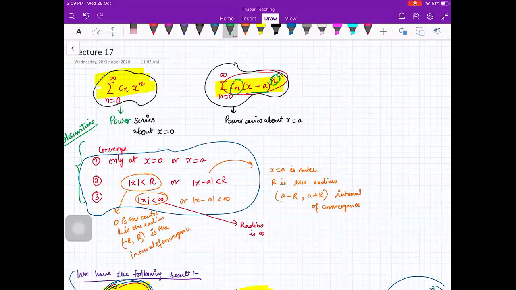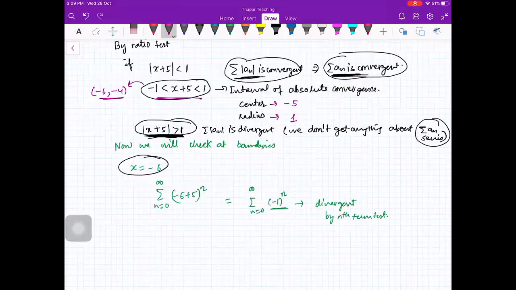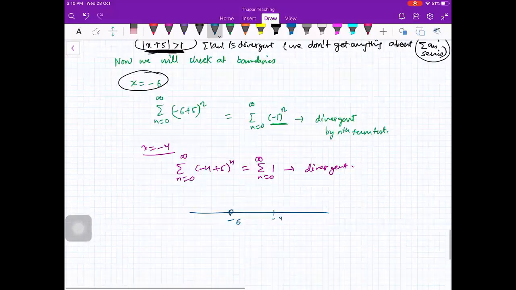Now let us look at x is equal to minus 6, we get divergent, and x is equal to minus 4. Again, you have n from 0 to infinity, minus 4 plus 5 raised to power n, that is n from 0 to infinity 1, which is again divergent. So again you get that the region of convergence is from minus 6 to minus 4. This is open, this is open. Everywhere else it is divergent, here it is absolutely convergent, and at the boundaries also divergent.